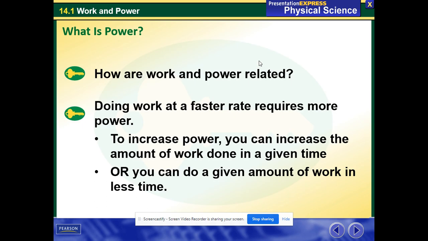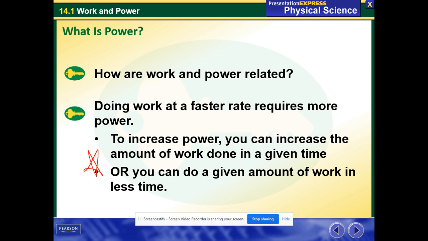Knowing that, we're going to relate power, work, and time. So doing work at a faster rate is going to require more power. So there are 2 ways to increase your power. And I went ahead and started these in your notes. The first way that you can increase power is to increase the amount of work that you get done in a given amount of time.